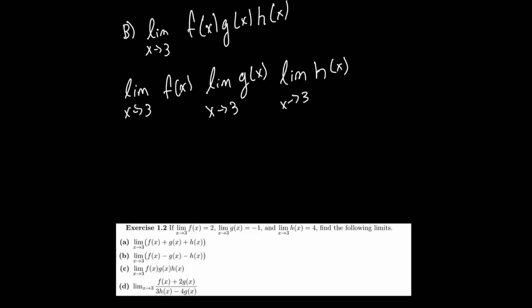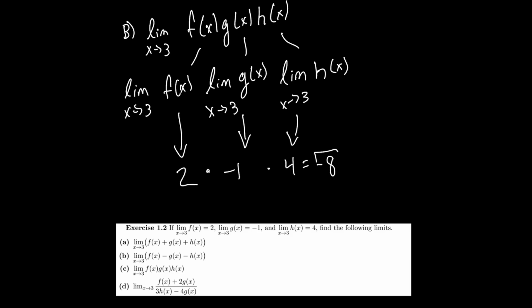Similarly, we can use the algebraic limit laws when the functions are being multiplied together. We can also split them into 3 separate limits and then multiply their limiting values. So in this case, we're going to have 2 times -1 times 4. This is going to give us -8.